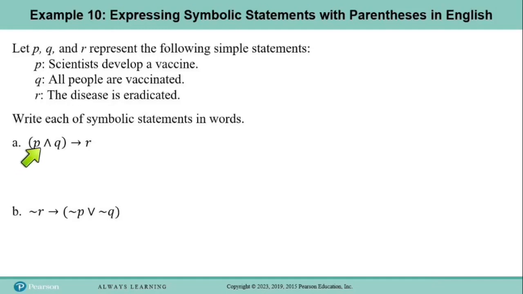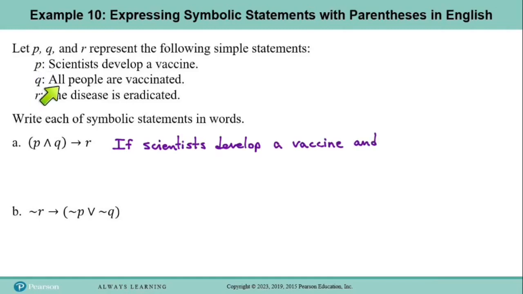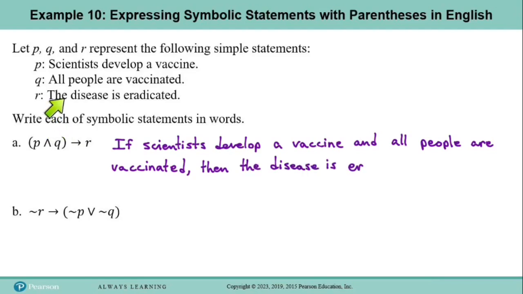In part A, we have an if-then statement, and the part of the statement before the if-then connective is in parentheses. So we're going to have if P and Q. So if scientists develop a vaccine and all people are vaccinated. And then that's the end of the parentheses. So we need to indicate the end of the grouping with a comma. Then R. So we'll have then the disease is eradicated.